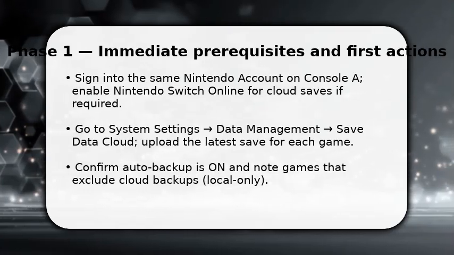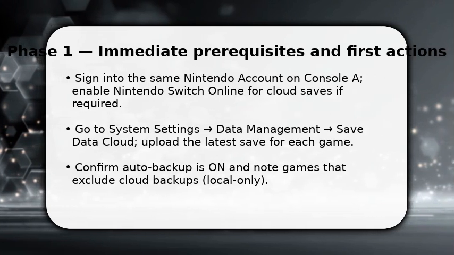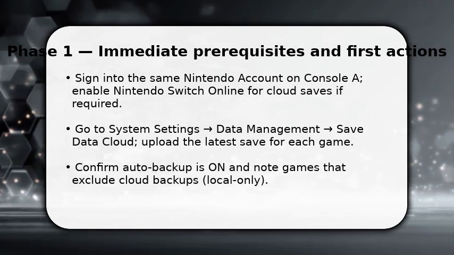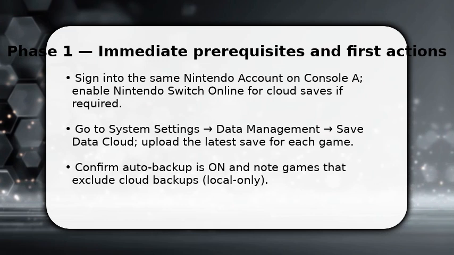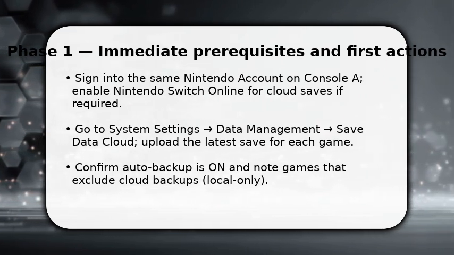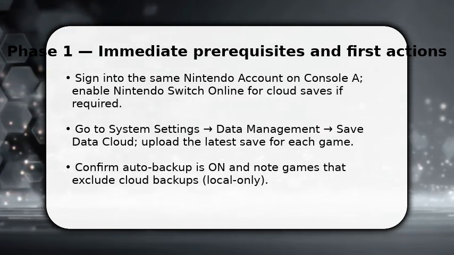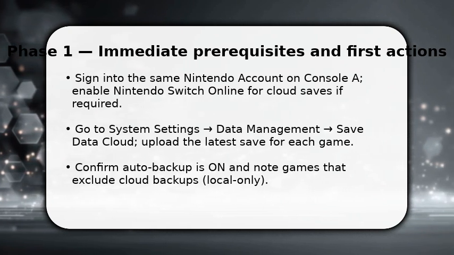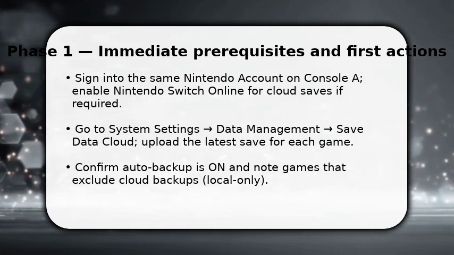You start on Console A. Sign into your Nintendo account and enable Nintendo Switch Online so cloud saves work. Next, open System Settings, choose Data Management, and then Save Data Cloud. Upload the most recent save for every game you want on Console B.